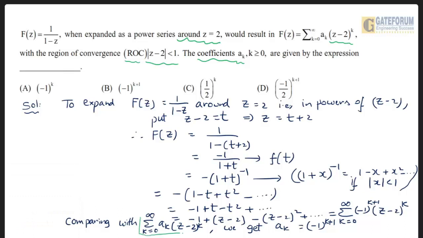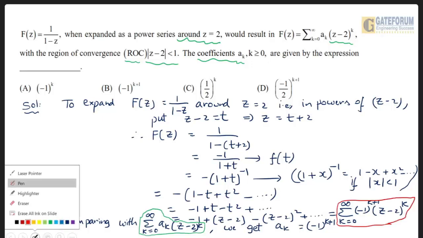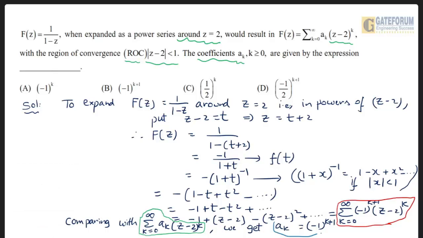So this is the comparison. This is the given. And we got this summation. This one we got in summation. Finally, this is your ak.